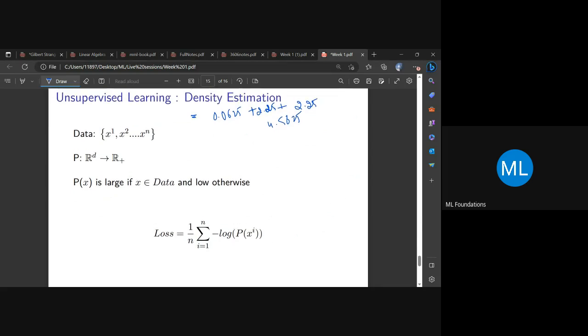So in case of density estimation, it is not like a predictive model, but it is more like a probabilistic model. So depending on the probabilities of the data set, you will decide whether it belongs.